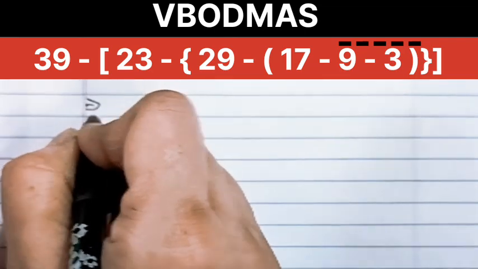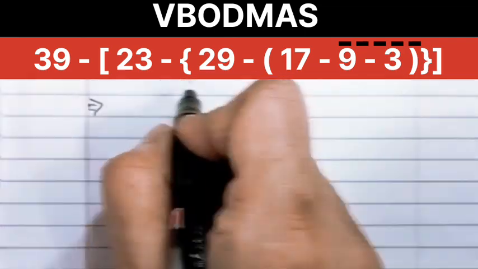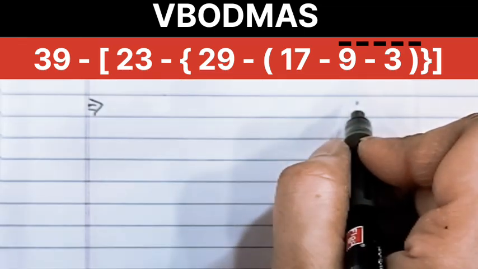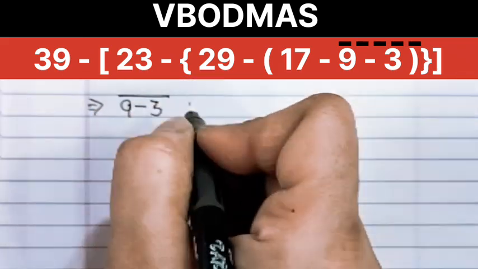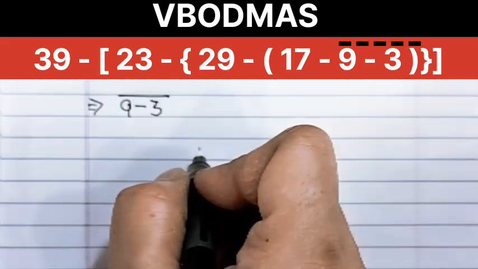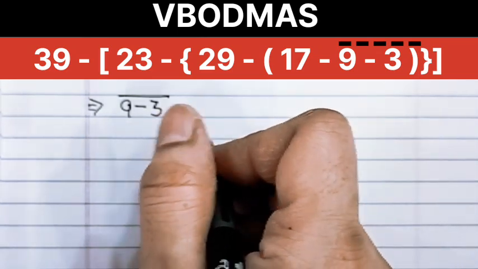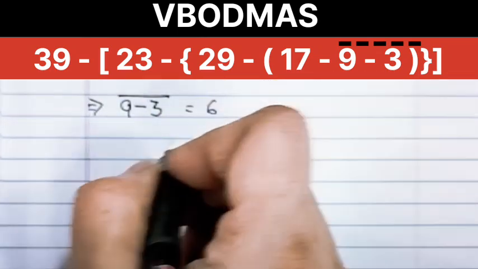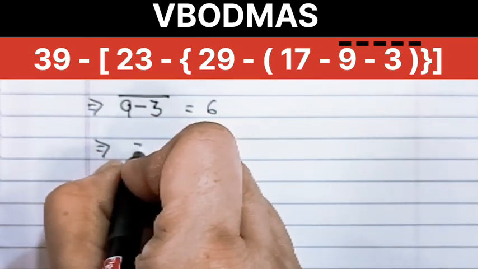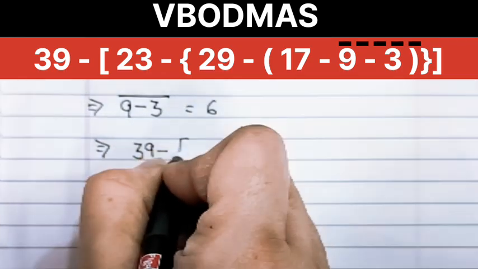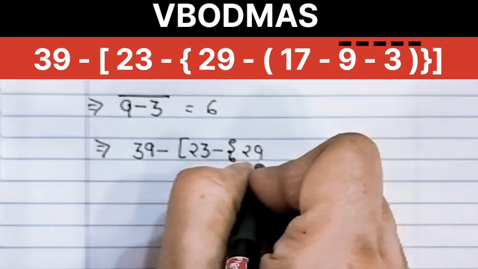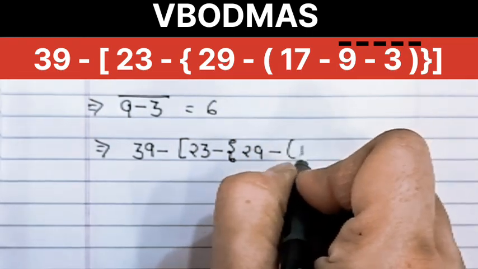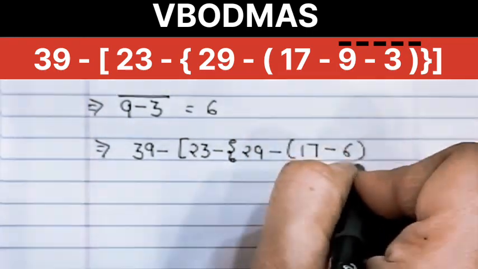Now we'll break down the expression solution. First, solve the expression under the vinculum bar. So there is 9 minus 3, and the bar over it indicates it must be solved first, even before the round brackets. So it equals 6, and the expression becomes 39 minus [23 minus {29 minus (17 minus 6)}].